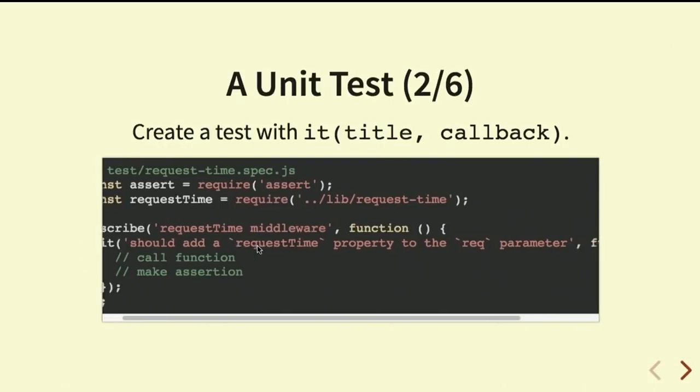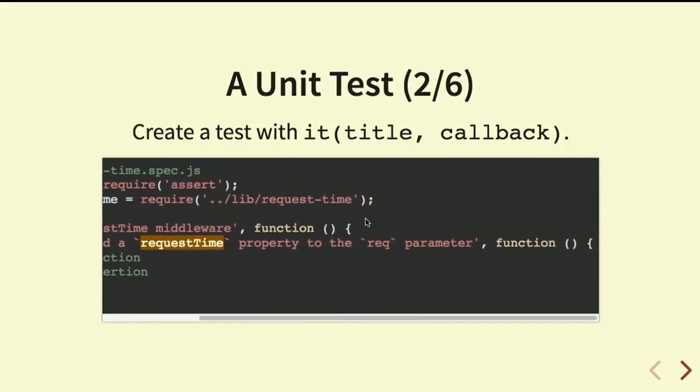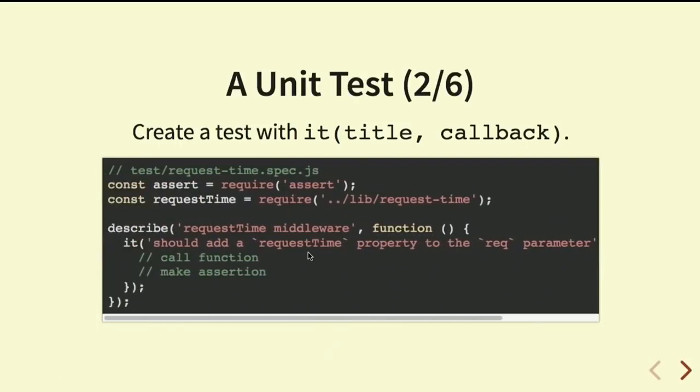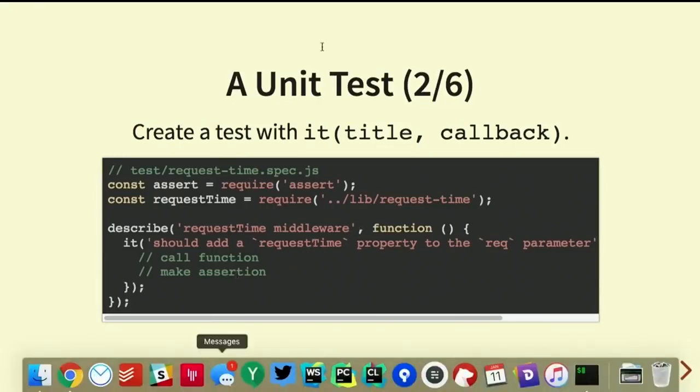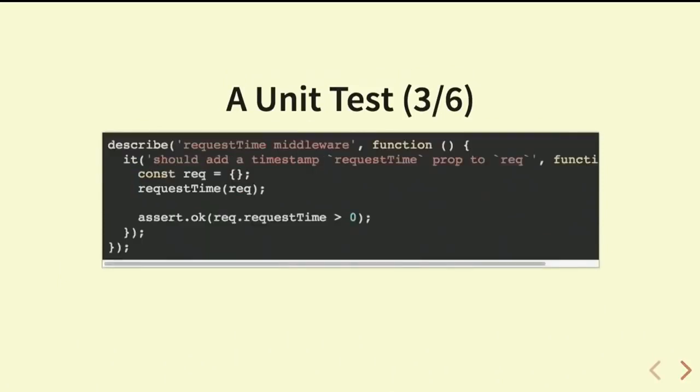Putting this more together, we have request time middleware. It should add a request time property to the req parameter, which is basically all that little middleware function is doing. And here we have a callback function, make assertion. This is what's going to go in there. If you write your tests like a sentence, then the reporting will look a little nicer. So here we go, here is my first try at the unit test.